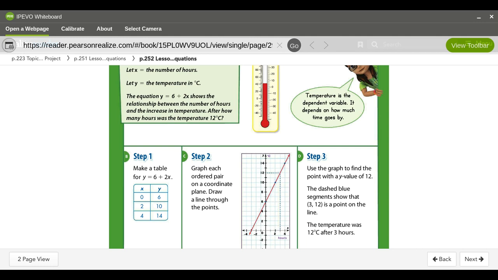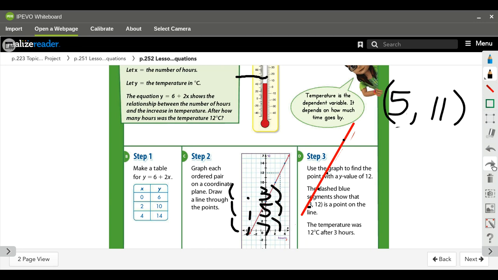And so what we're looking for is that 12. So what you're going to do is go to the 12 degrees Celsius because, again, y was representing Celsius. And I'm going to go over to see where that intersects on the line. And then I'm going to come down, and where it is, it's at 3. So my point is going to be (3, 12). And again, one of the nice things I can do is check that point by plugging it into the equation to see that it is correct.